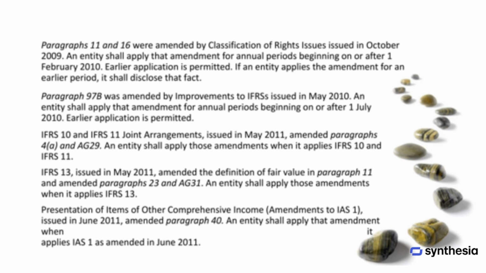IFRS 10 and IFRS 11 on joint arrangements issued in May 2011 amended paragraphs 4A and AG 29. Entities are required to apply these amendments when they apply IFRS 10 and IFRS 11. IFRS 13, issued in May 2011, amended the definition of fair value in paragraph 11 and also amended paragraphs 23 and AG 31. Entities must apply these amendments when they apply IFRS 13. Finally, the presentation of items of other comprehensive income, which amended IAS 1 and was issued in June 2011, changed paragraph 40. Entities must apply this amendment when they apply IAS 1 as revised in June 2011.